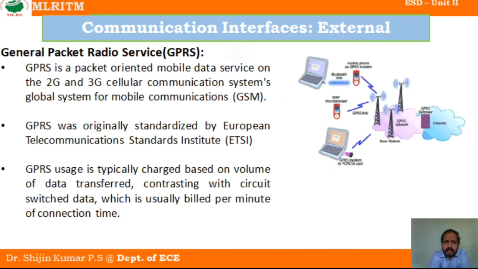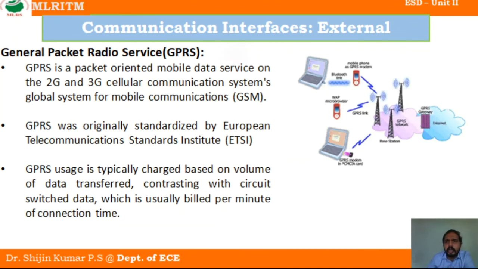Next is GPRS, General Packet Radio Service. That is the initial form of the data communication that we used in our mobile phones. GPRS is a packet radio oriented mobile data service on the 2G or 3G cellular communication system. That is used in our GSM mobiles. It was actually formed by the European Telecommunications Standards Institute, ETSI. GPRS is typically charged based on the volume of data that is transferred.